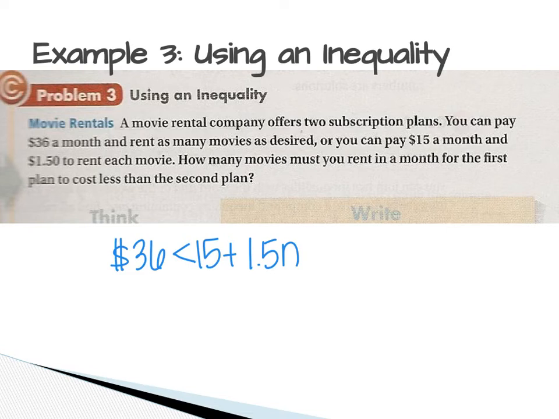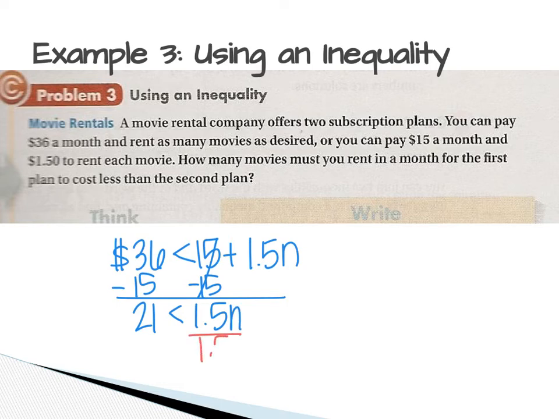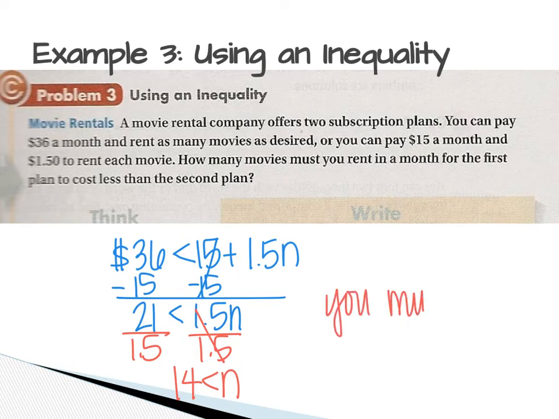Now we'll solve it. So we are going to subtract 15, and we get 21 less than 1.5 N. Divide both sides by 1.5. And I end up with 14 is less than N, which means I have to rent more than 14 movies.